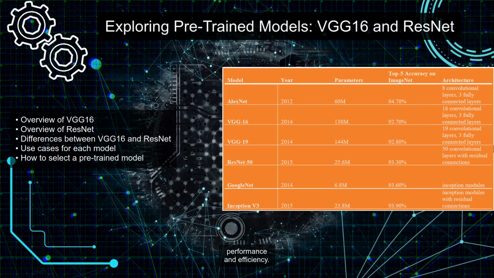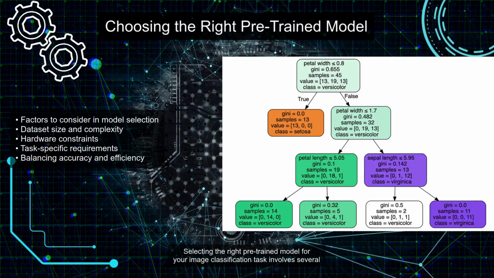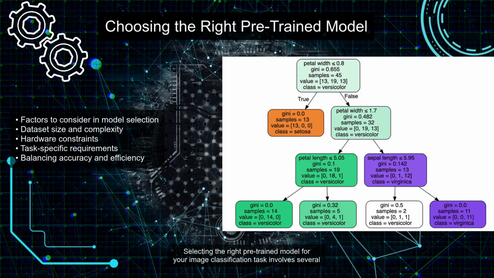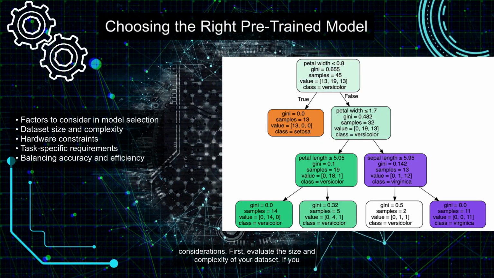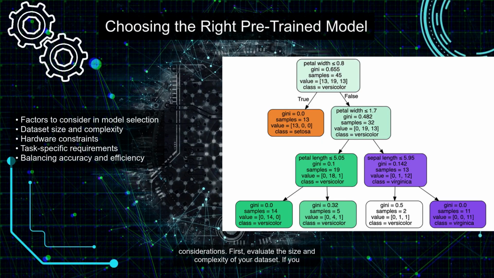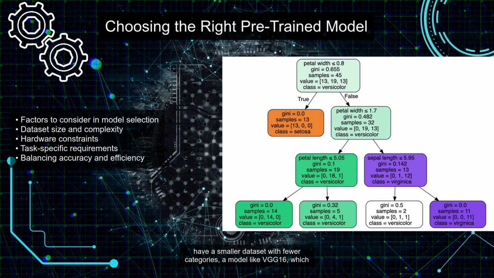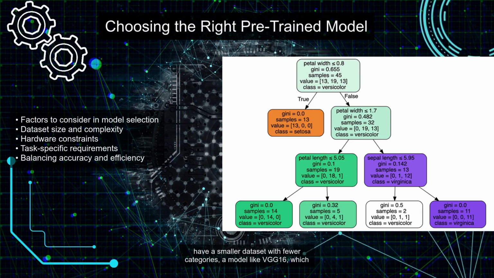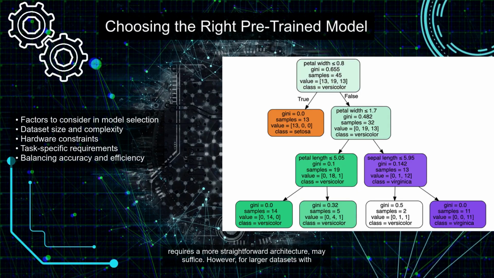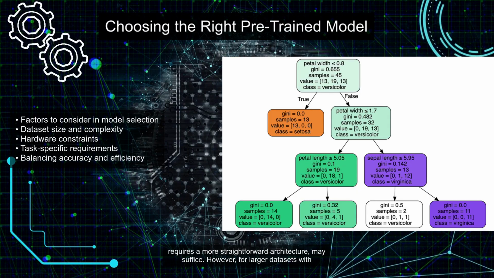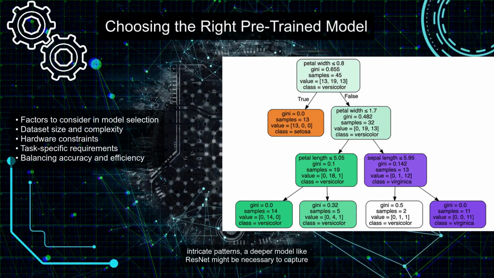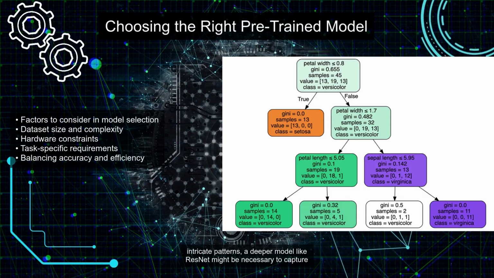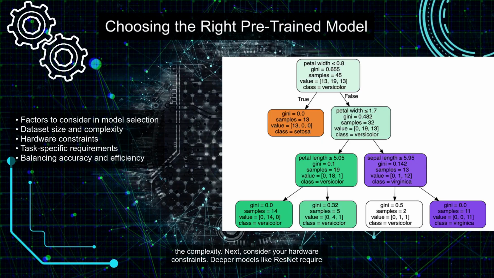Understanding these models' strengths and limitations is crucial in selecting the right pre-trained model for your task, optimizing both performance and efficiency. Selecting the right pre-trained model for your image classification task involves several considerations. First, evaluate the size and complexity of your dataset. If you have a smaller dataset with fewer categories, a model like VGG16, which requires a more straightforward architecture, may suffice. However, for larger datasets with intricate patterns, a deeper model like ResNet might be necessary to capture the complexity.